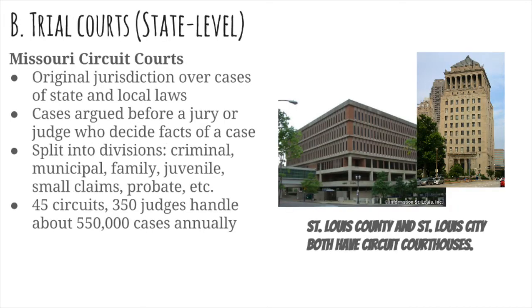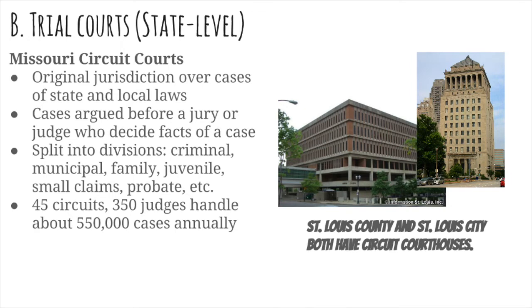So at the most basic level for state-level courts in that state system, there are trial courts. These are known as the Missouri Circuit Courts. They have original jurisdiction over cases of state and local laws. Cases are argued before a jury or a judge who decides the facts of the case. In other words, someone's guilty or not guilty, or someone has harmed someone else in a civil case, or they haven't.